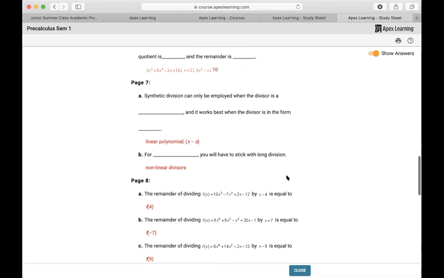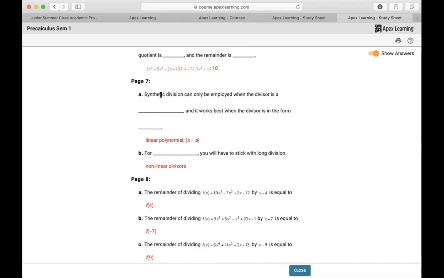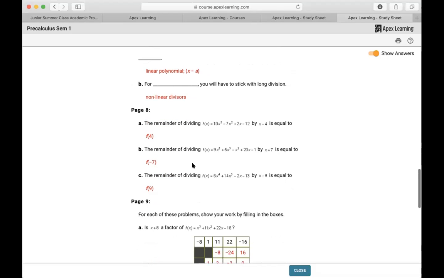And then to put it into words here, the synthetic divisor can only be employed when the divisor is a linear polynomial, especially in the form x minus a. For nonlinear divisors, we have to stick with long division.